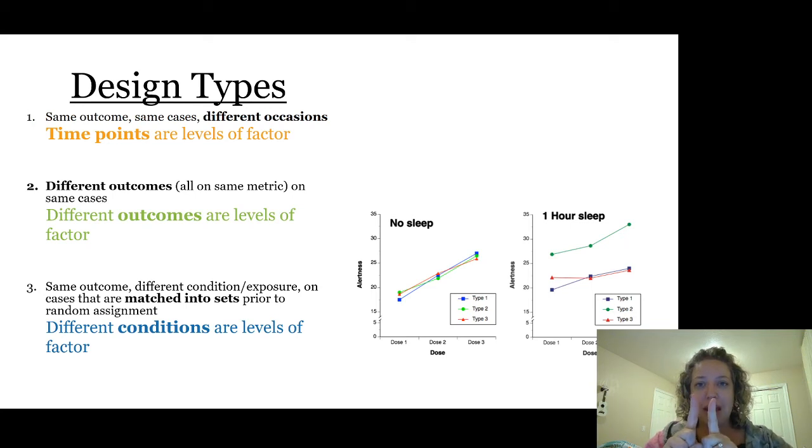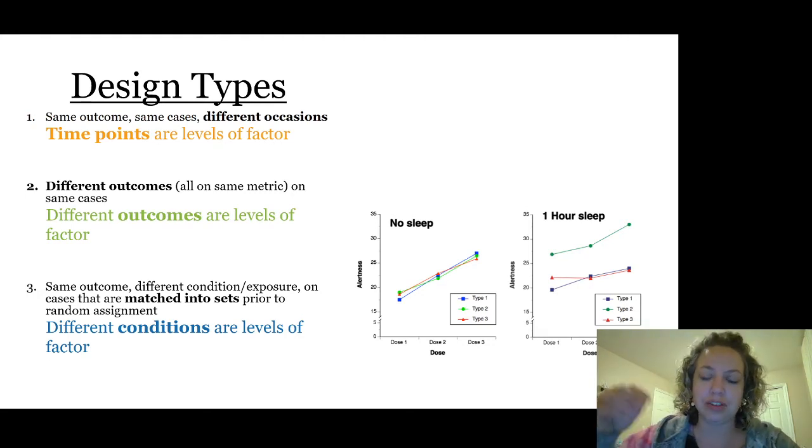Instead of having matched pairs, we can have matched triplets or quads, and then within each set or block, we are going to randomly assign one of each treatment level. So we'll get some examples of this so that we can start putting some words to it.